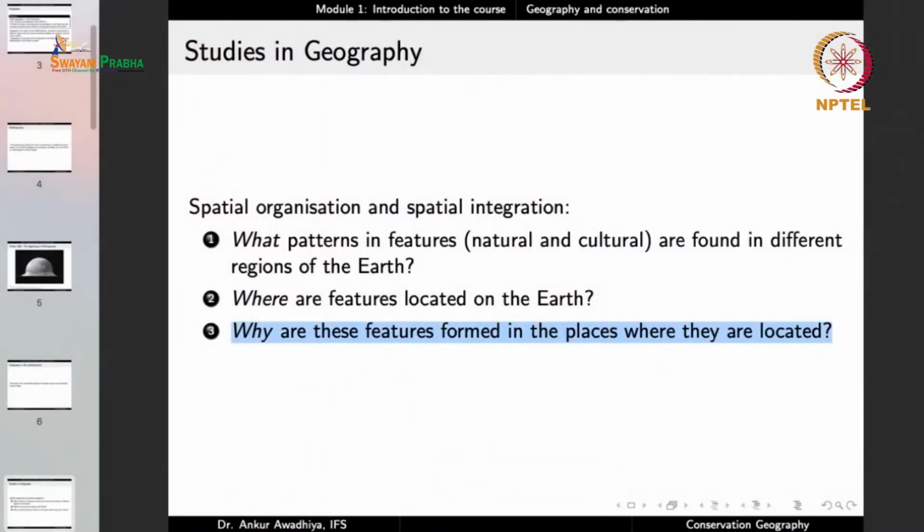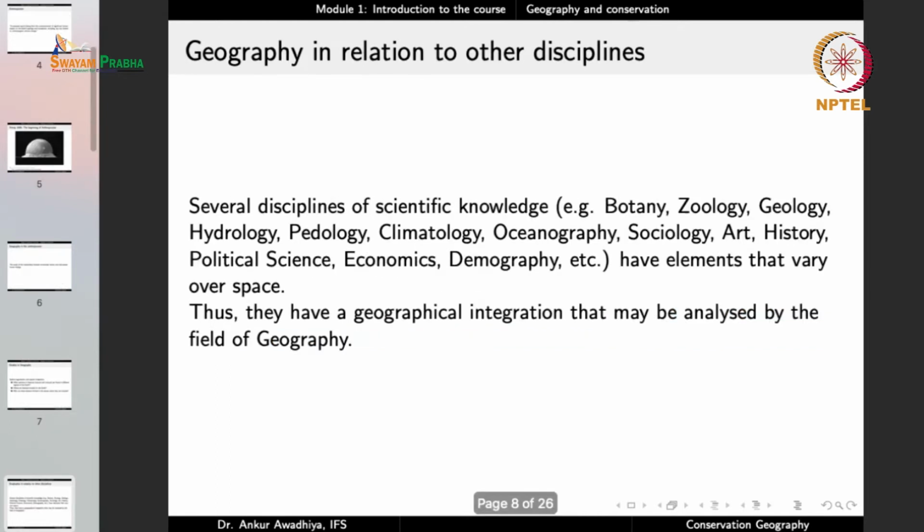So we are looking at various features, various phenomena, and we are also looking at the causal factors of those particular features or phenomena. So in geography, we ask three questions: what is found, where is it found, and why is it found where it is found. So these are the kinds of studies that we do in geography.